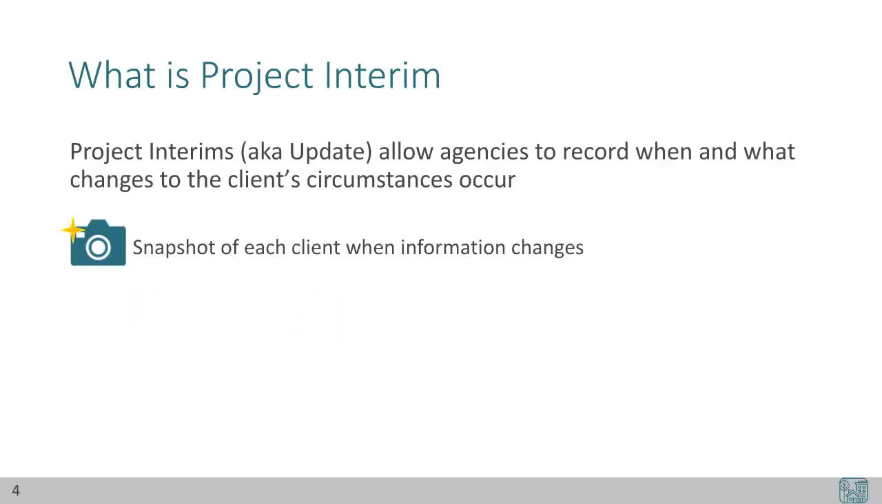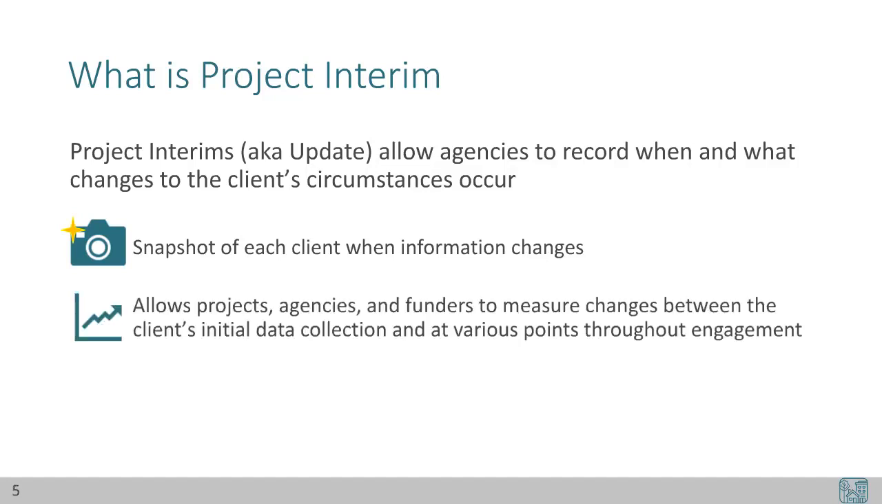Most data collected at Project Start is a baseline for the client's situation or context that you hope to change by the end of your engagement. For example, an outcome goal would be to increase income for a household or to find housing and have a client move in. You can record these changes through an interim.